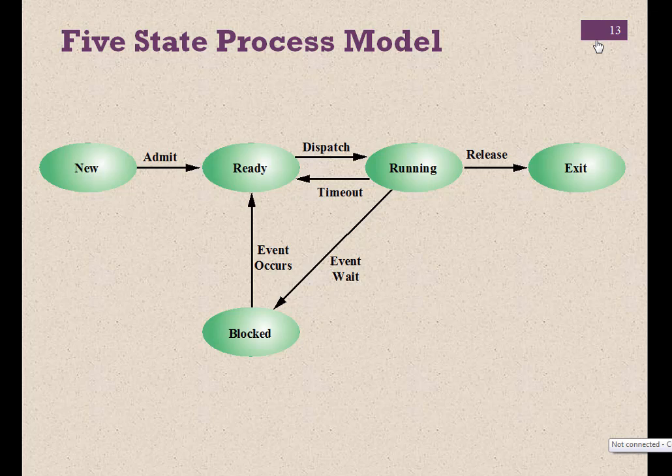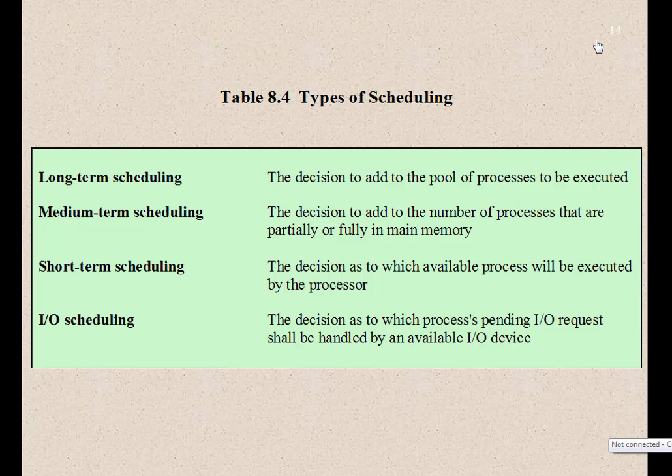This is the five-state process model. From left to right, a new program is admitted and becomes ready for processing. It may be blocked, or it may be dispatched for running. At last it will be released. In case of a timeout, it will be reprocessed again, or it may be placed in a queue.